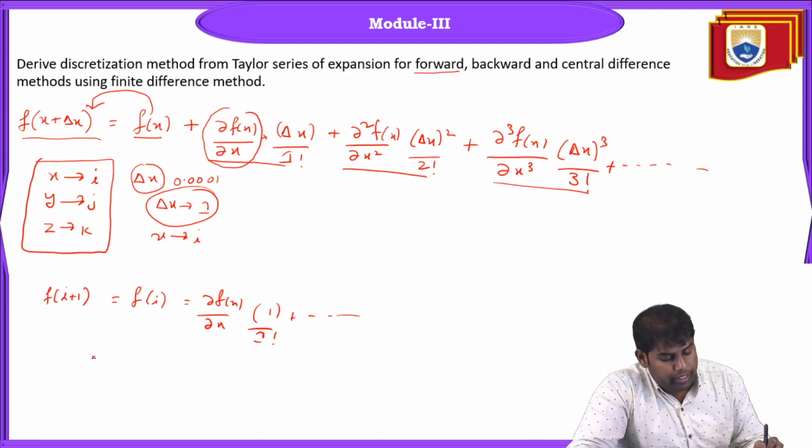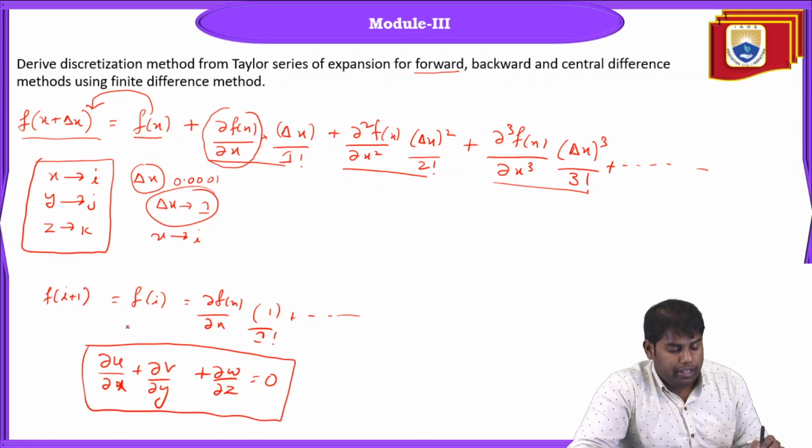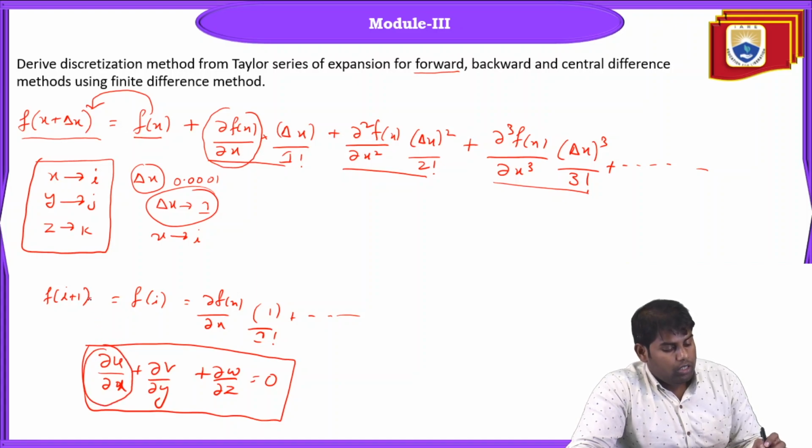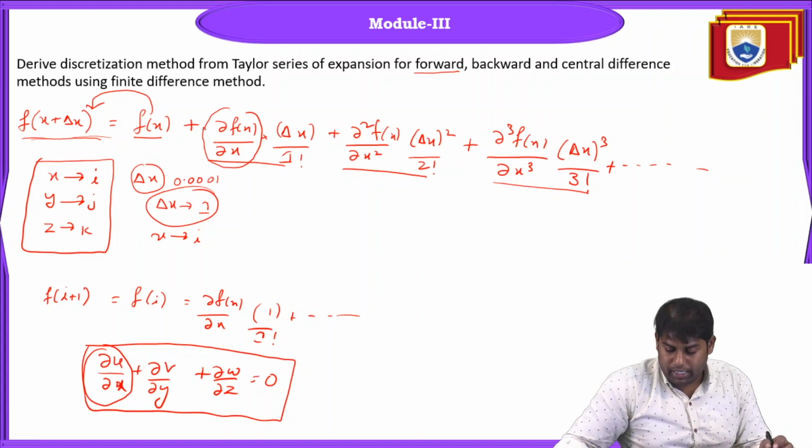So in the continuity equation, we have ∂u/∂x plus ∂v/∂y plus ∂w/∂z is equal to 0. So this is the continuity equation. For this continuity equation, we have this first order derivative term. For the first order derivative term, we will find it in terms of a linear expression. That's why we are replacing these terms with respect to ∂f/∂x. So we'll see by rearranging it.